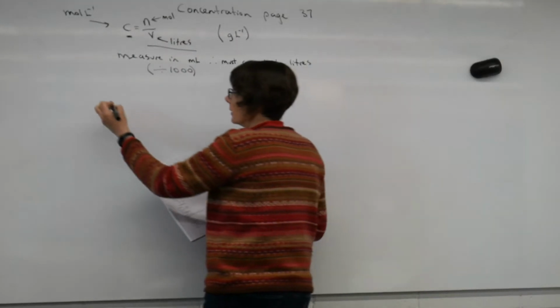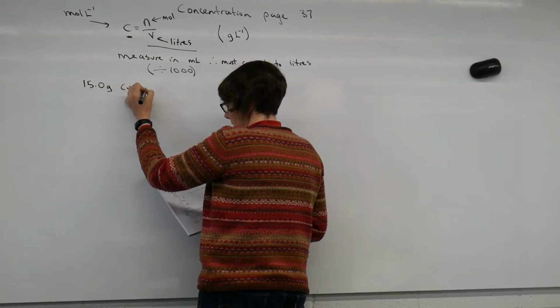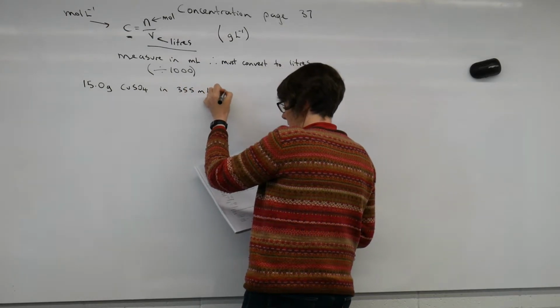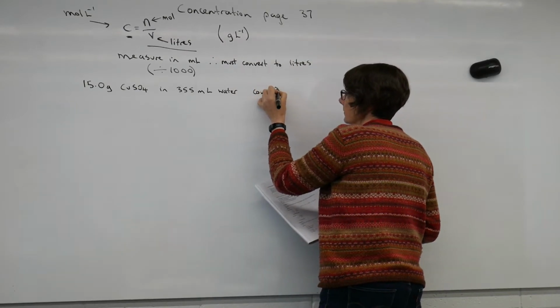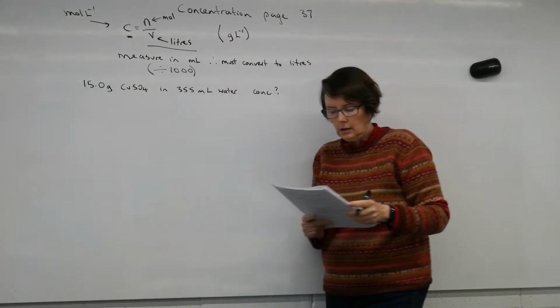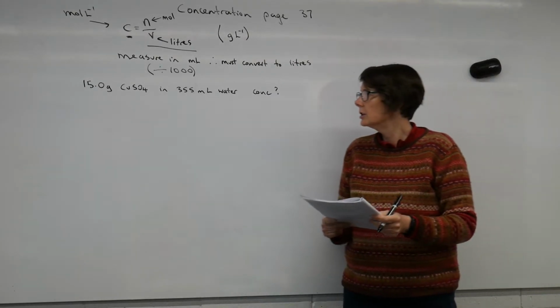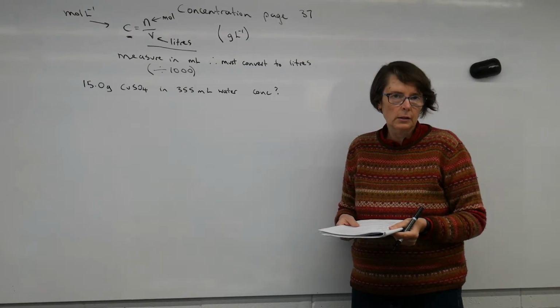We've got 15 grams of copper sulfate in 355 mils of water. So what's the concentration? And those of you in my Phys Sci class, I think I asked you this last year, what's the volume going to be after I add 15 grams of copper sulfate to the water?